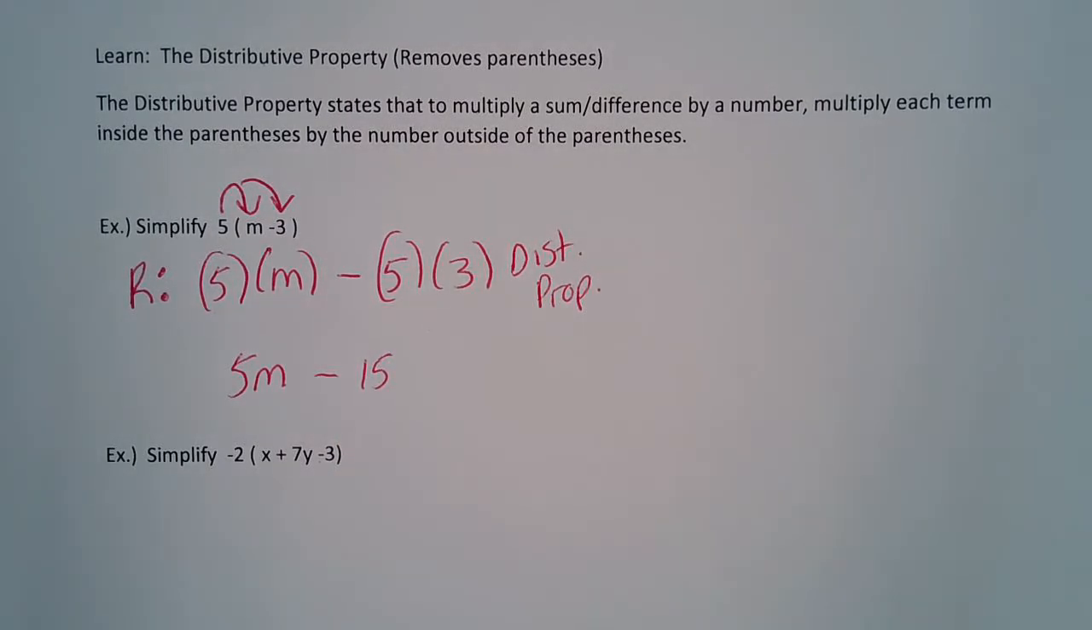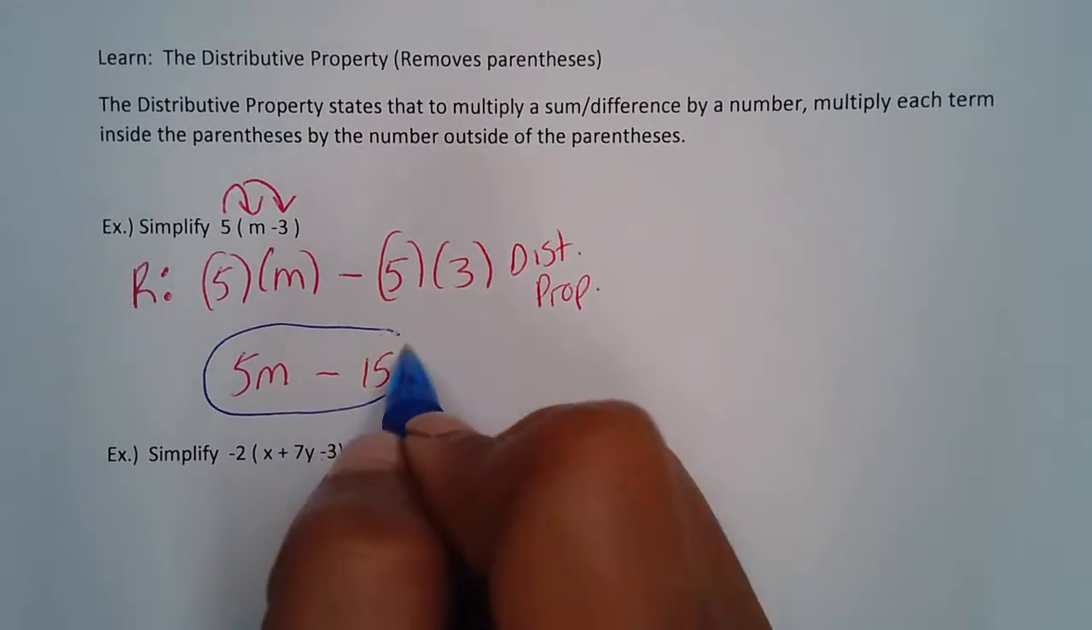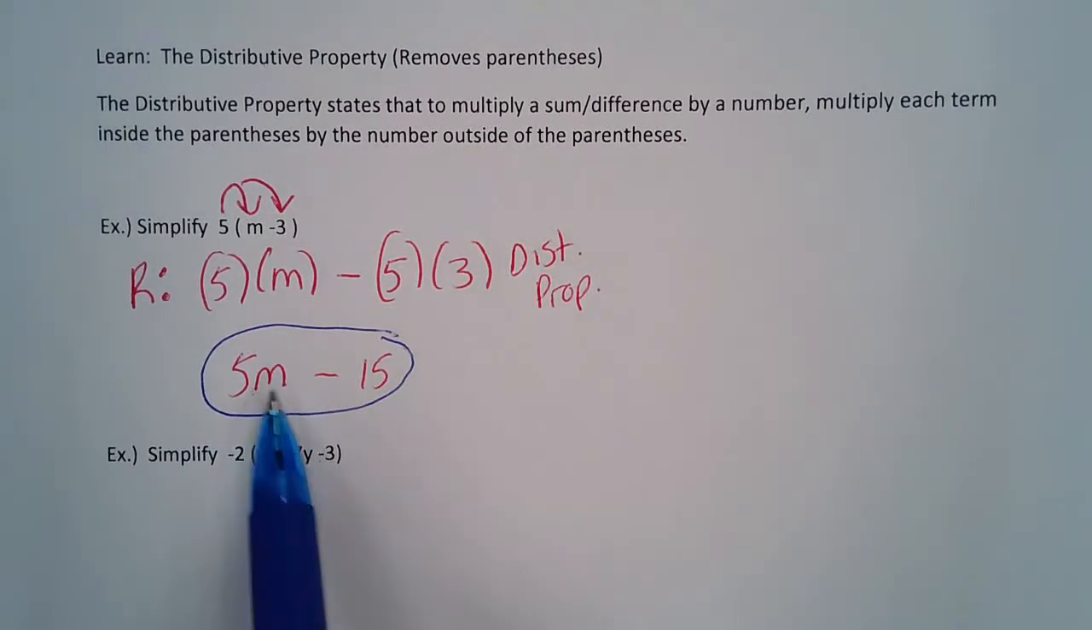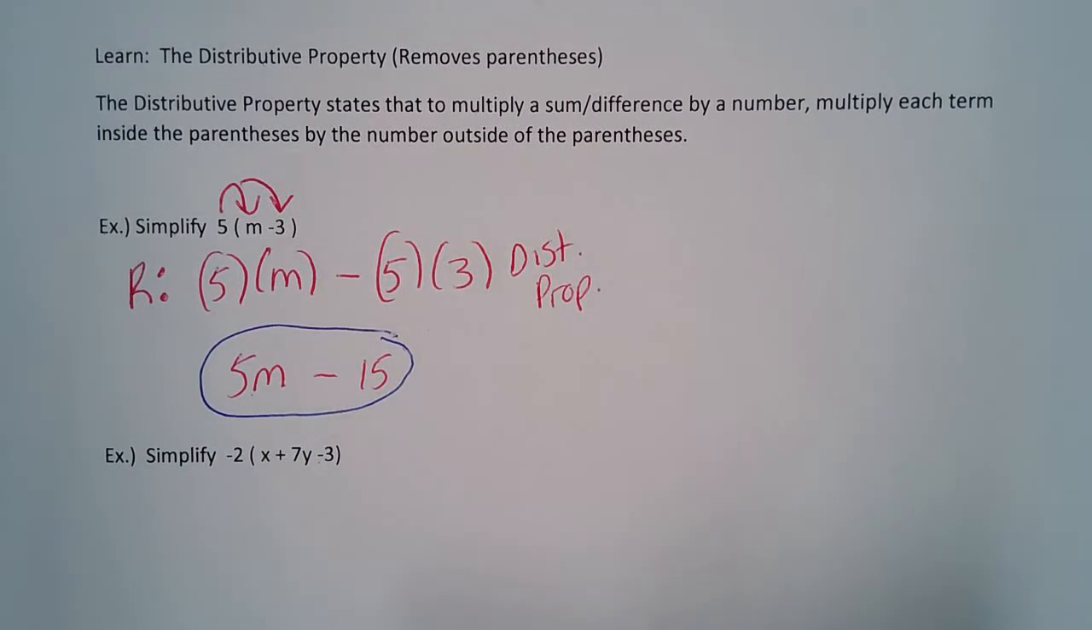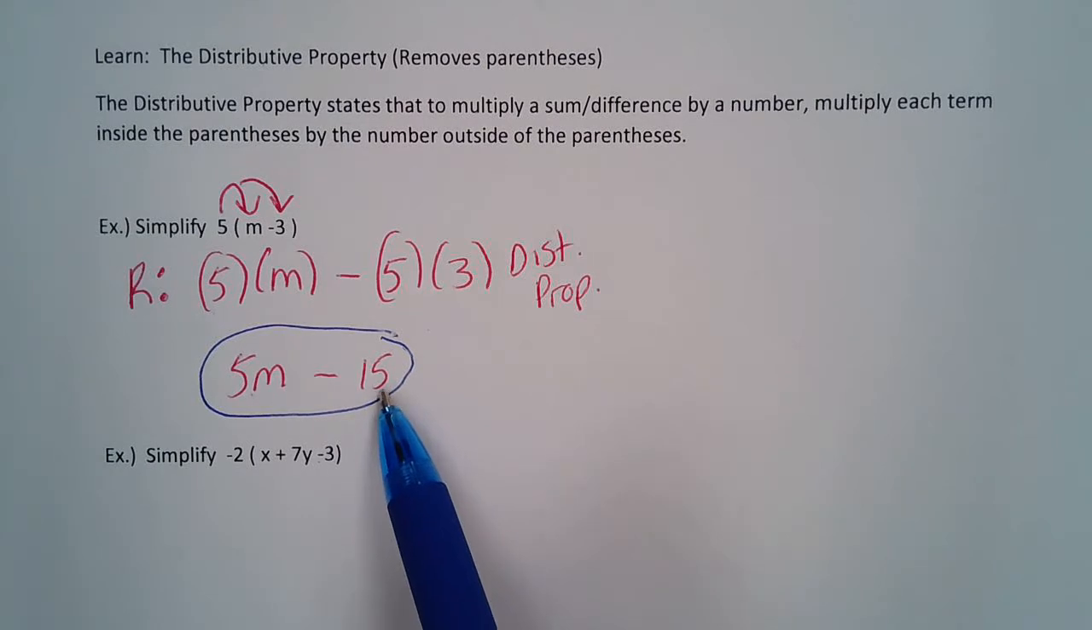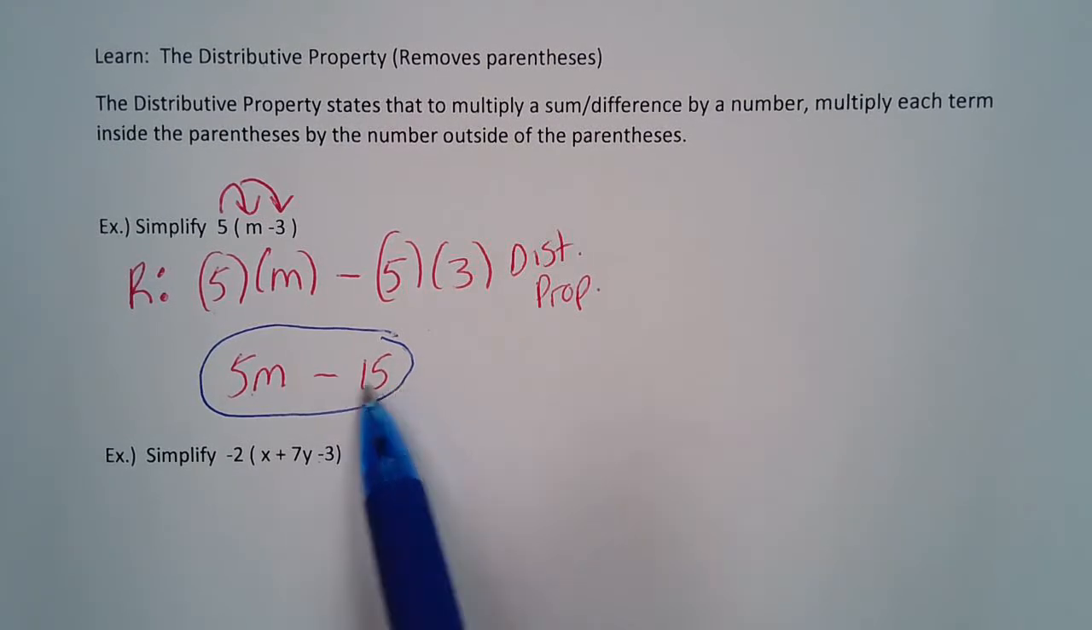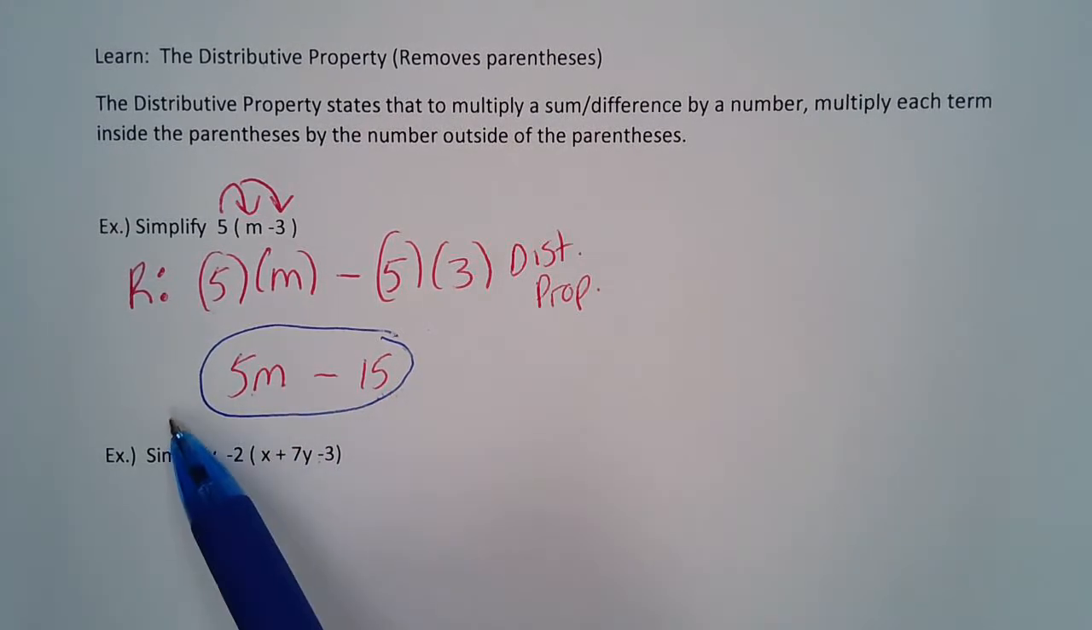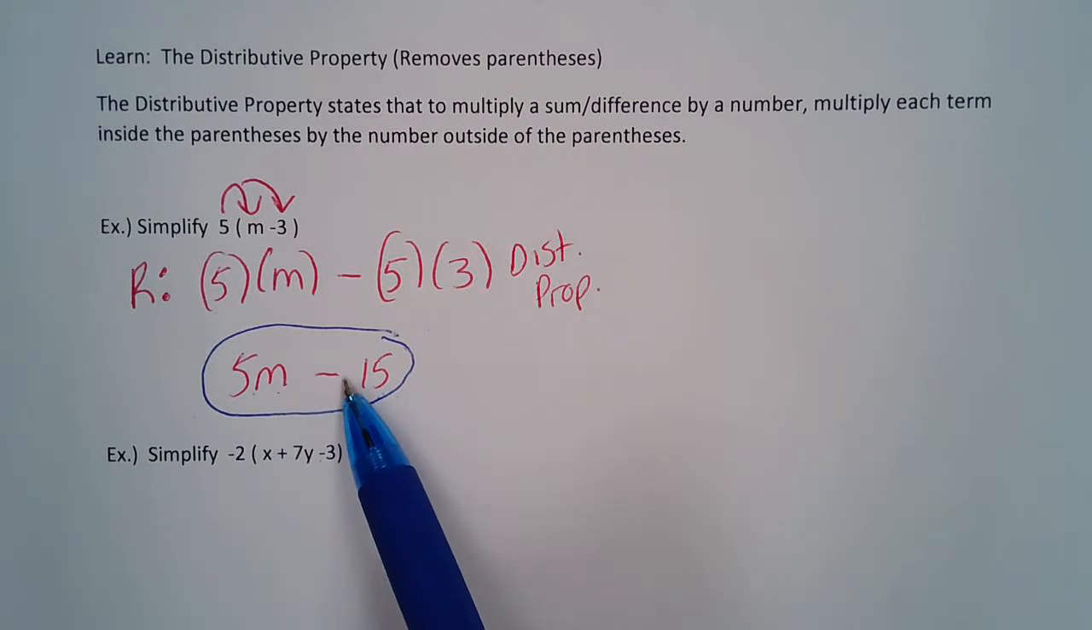And as you already know, because this is part 2 of this video, this is my final answer because 5m and 15 are not like terms, because 15 does not have an m attached to it. So this is as far as you would go. So your final answer is 5m minus 15.